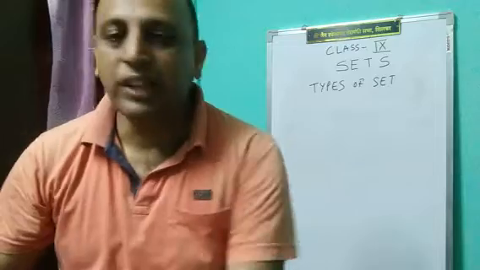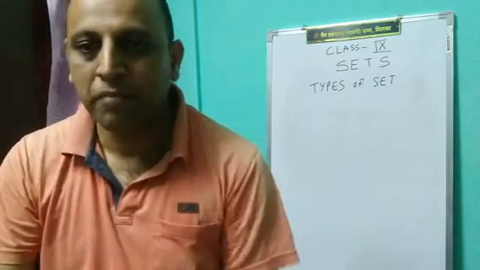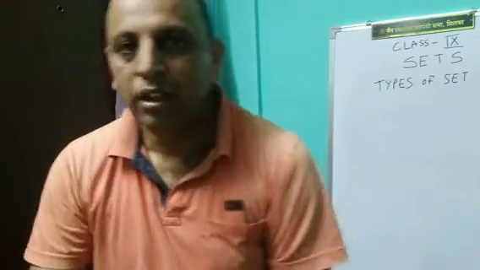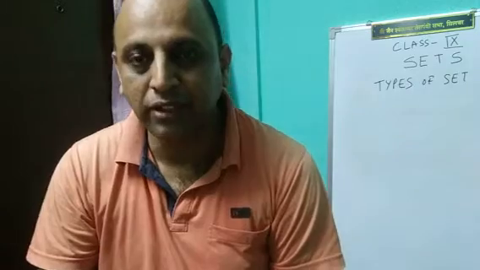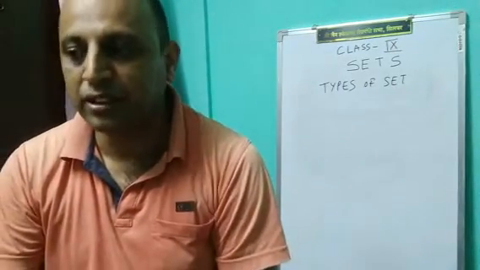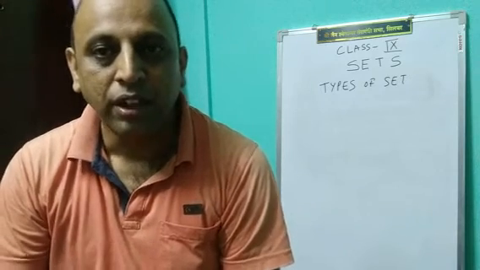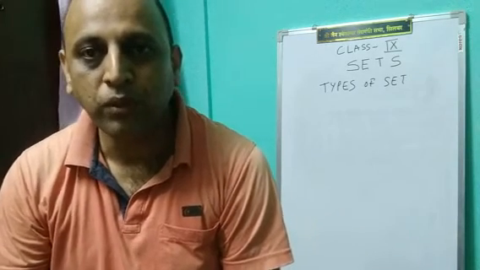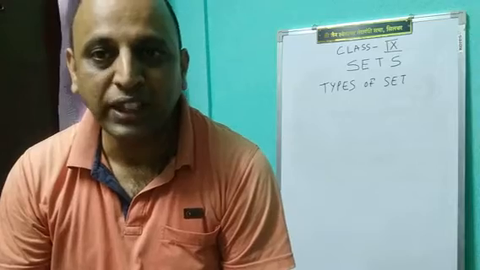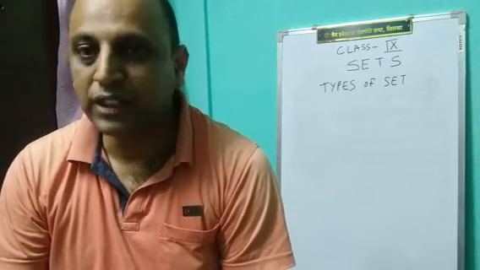Now we are going to describe types of set. The first type of set is singleton set. A set which contains only one element is known as singleton set. For example, set of even prime number. There is only one even prime number, that is the number 2. Since the set contains only one single element, we call it singleton set.